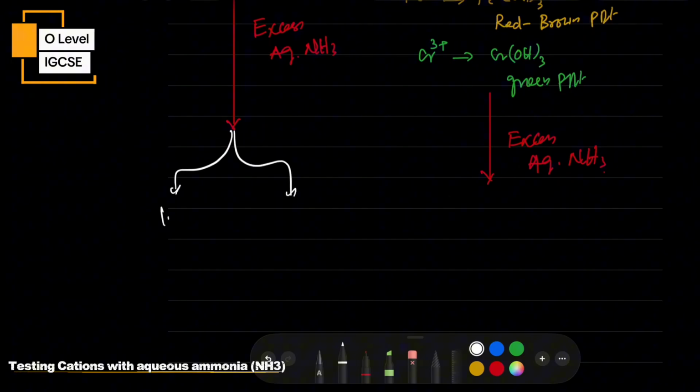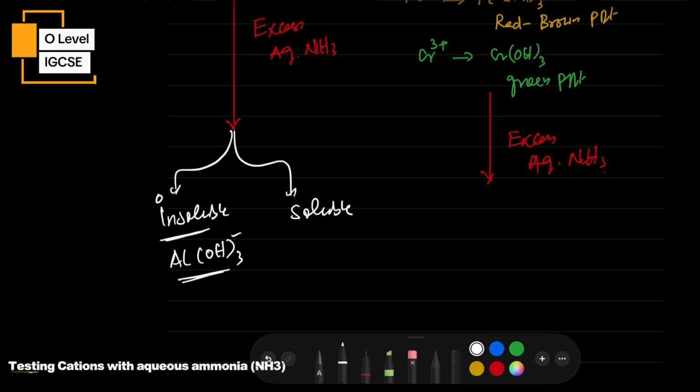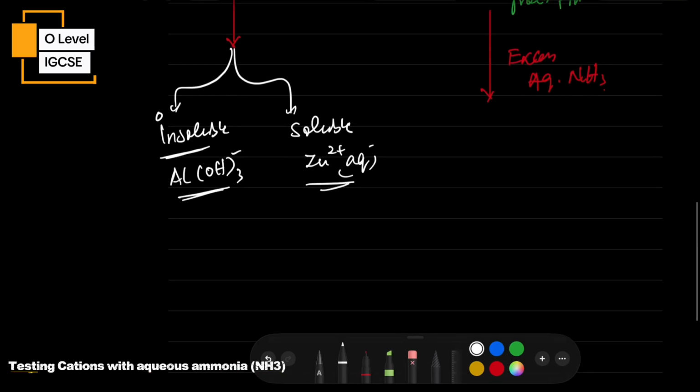Number one, insoluble precipitate, and number two, soluble precipitate. In this case, the insoluble one is aluminum. So the aluminum white precipitate will remain insoluble. It will not dissolve. And in the case of zinc, it will make the zinc 2 positive aqueous ion solution. Zinc precipitate will be soluble, and a colorless solution is formed, as this one is a non-transition metal ion.